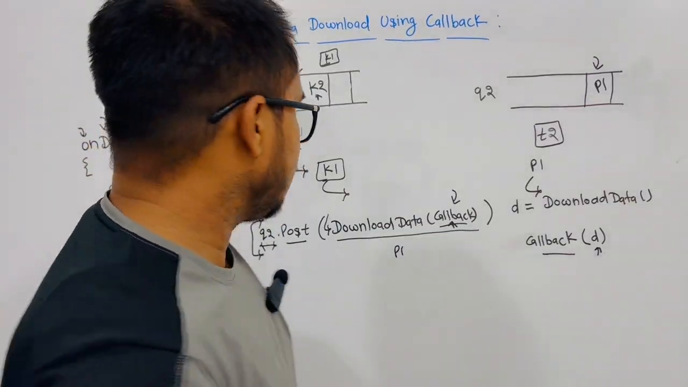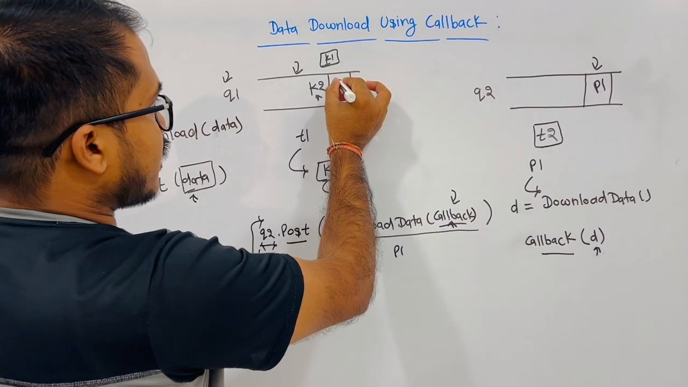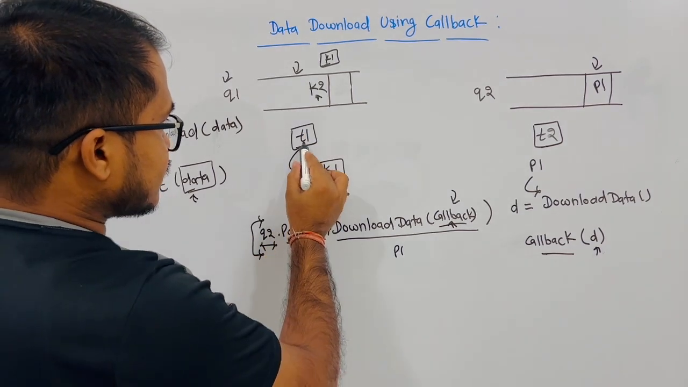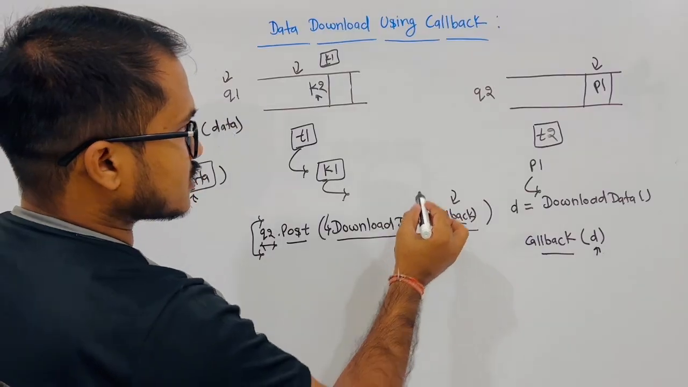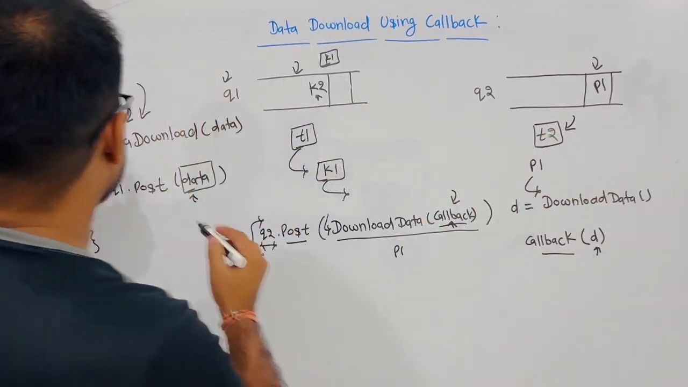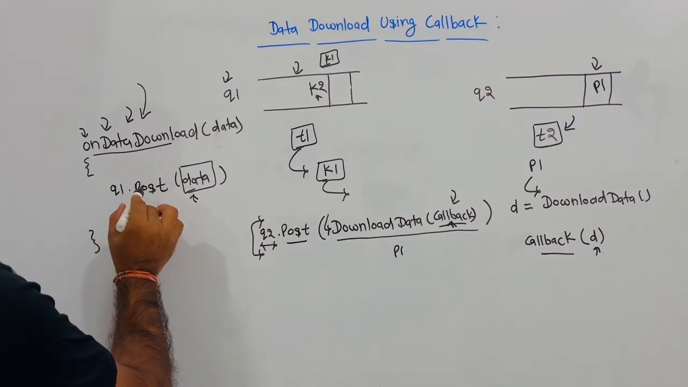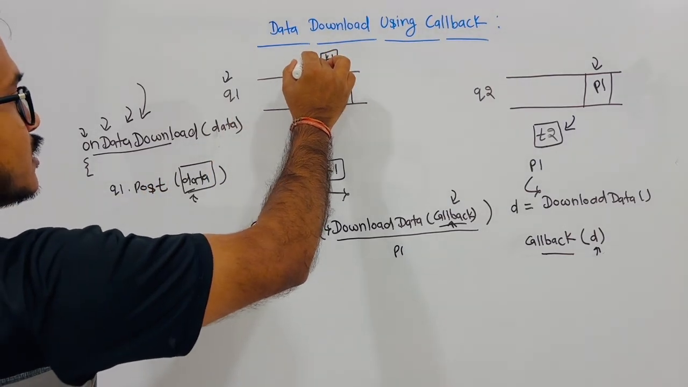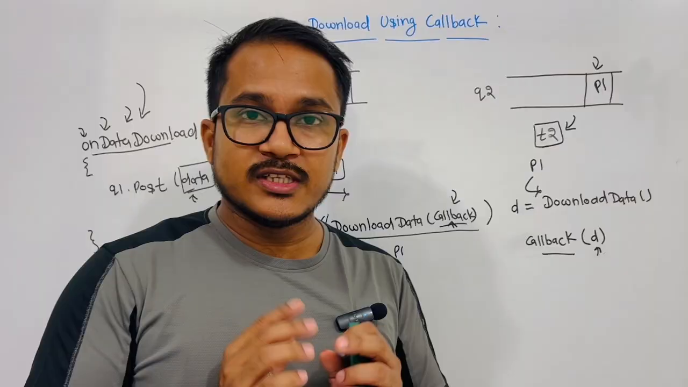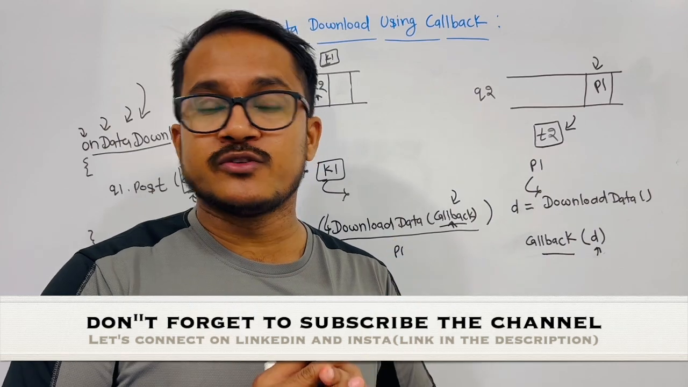So in this entire approach, T1 is not making any blocking call. Instead of that, whatever tasks are coming inside this queue, it is picking them instantly, and this thread T1 is handing over the data download task to the thread T2. And when data download is complete, this thread T2 will call this particular function on data download. And inside on data download, we are again posting the task to the task queue of this particular thread T1. So this is how we can download the data without making the blocking call. And this particular approach is widely used in the industry.